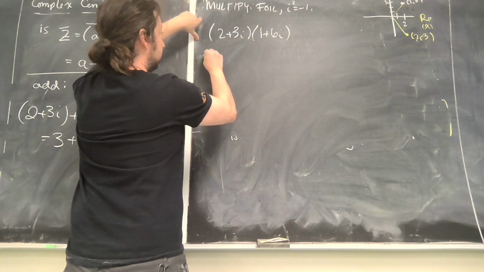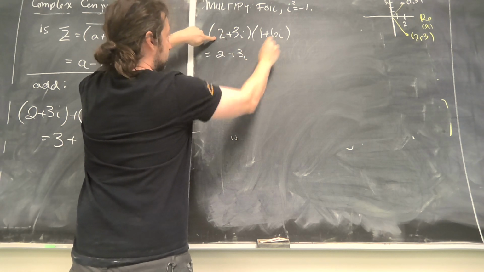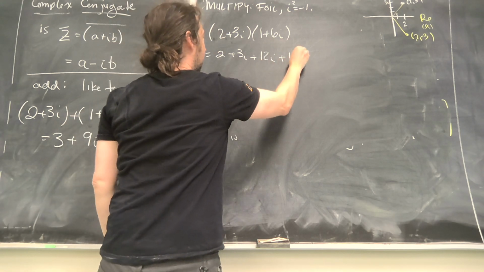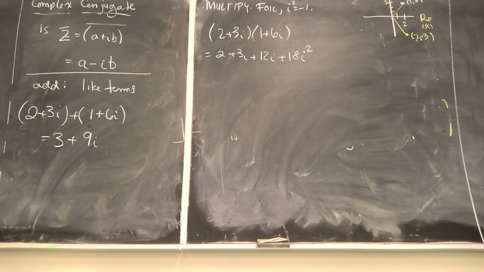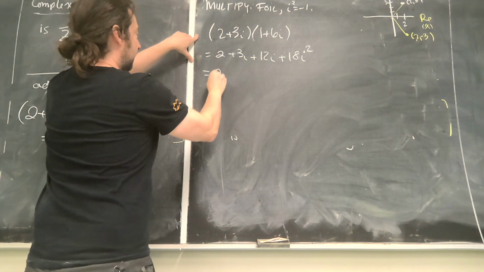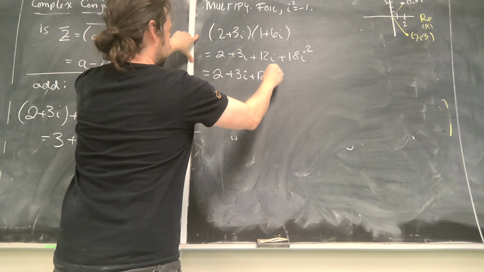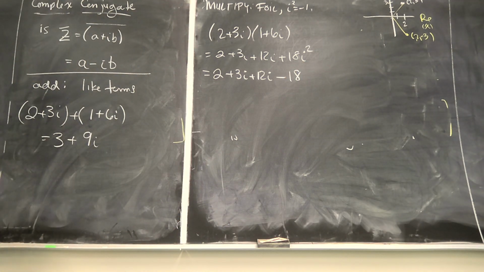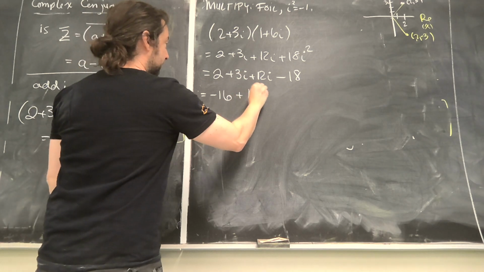2 times 1 is 2, 3i times 1 is 3i, 2 times 6i is 12i, and 3i times 6i is 18i squared. That does not have the form of a complex number because it doesn't look like a plus ib. So first I'm going to apply the rule that i squared is minus 1. And I'm going to combine like terms. 2 minus 18 is minus 16. 3i plus 12i is 15i.